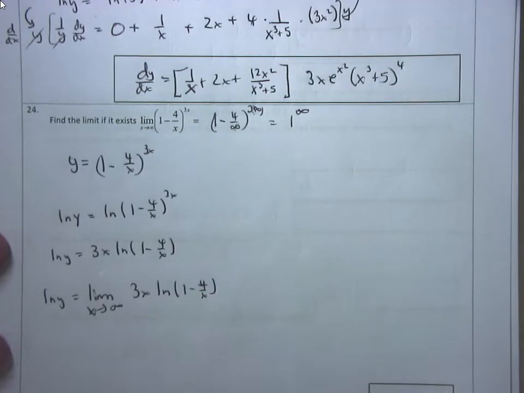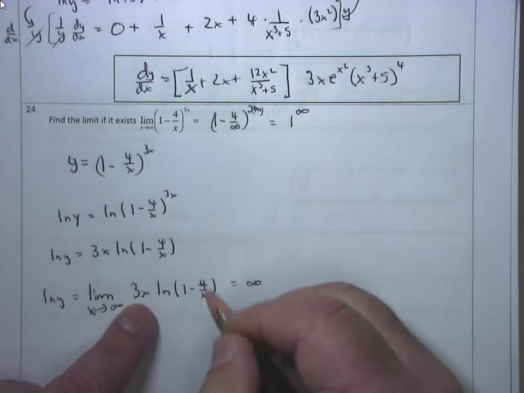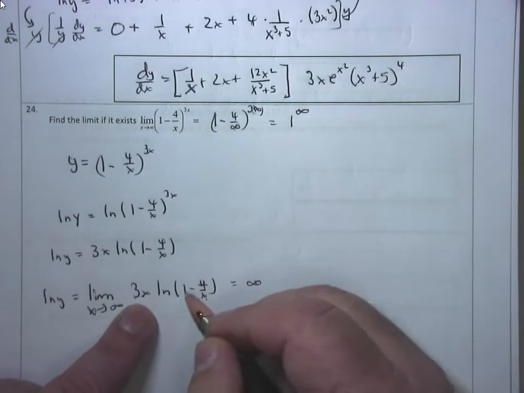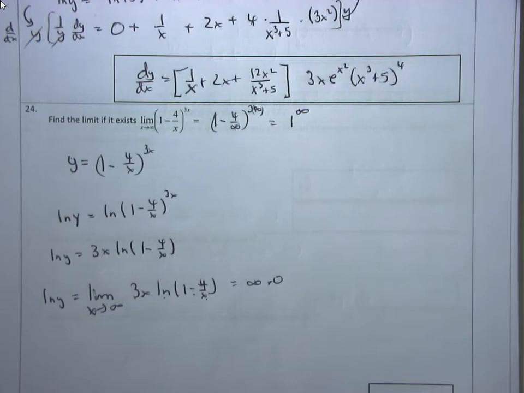At this point, when you plug in infinity, you get 3 times infinity, which is infinity. 4 over infinity is 0. 1 minus 0 is 1, and the natural log of 1 is 0. It turned into the famous infinity times 0. So once again, one of those tricks is I want to put one of my terms in the denominator. Which one? x, not the 3.